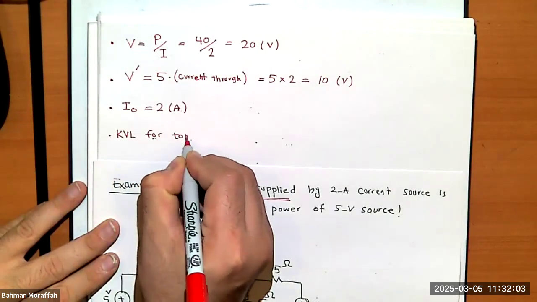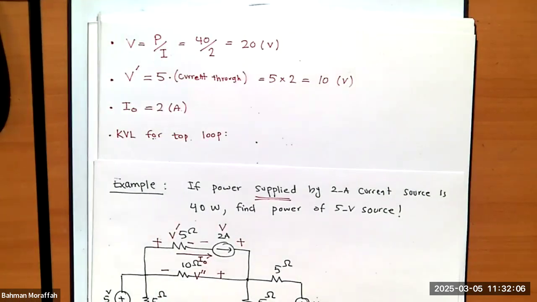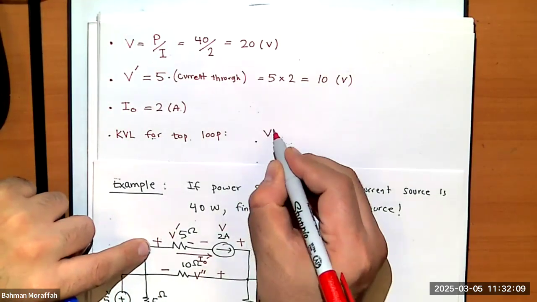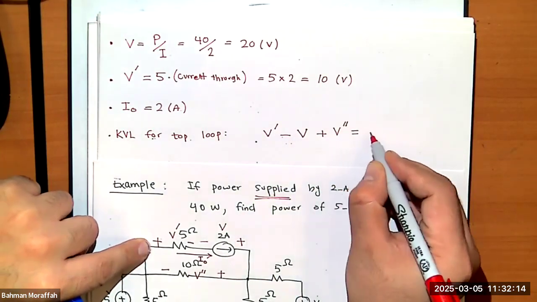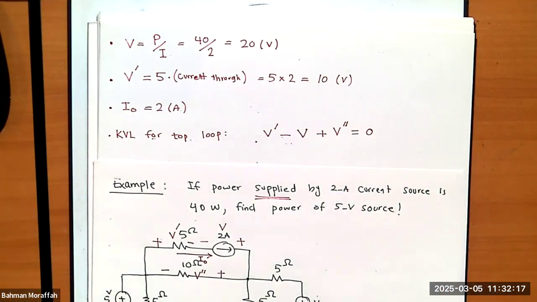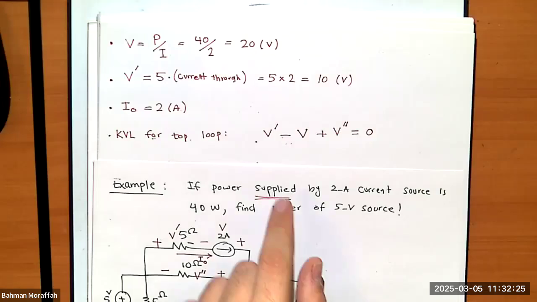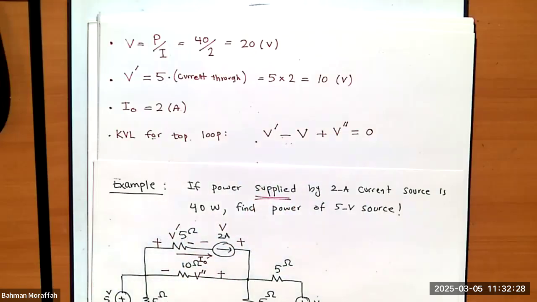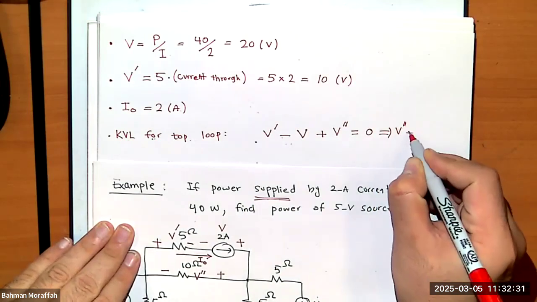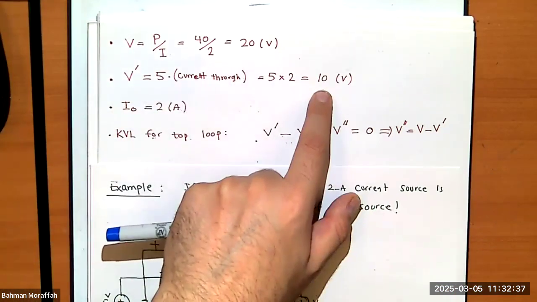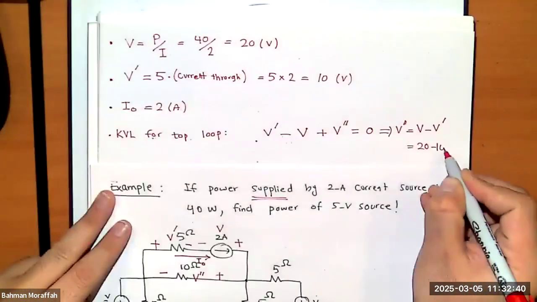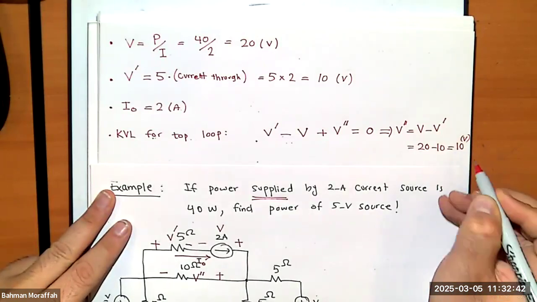So KVL for top loop tells me, let's just start here. V prime minus V plus V double prime must be 0. Right? That's a KVL. We can write KVL in any closed loop. That's the loop that we chose. I know V prime, I know V, I can compute V double prime. Therefore, V double prime is V minus V prime. I know V is 20, V prime is 10, so that is 20 minus 10. V double prime is 10 volts.